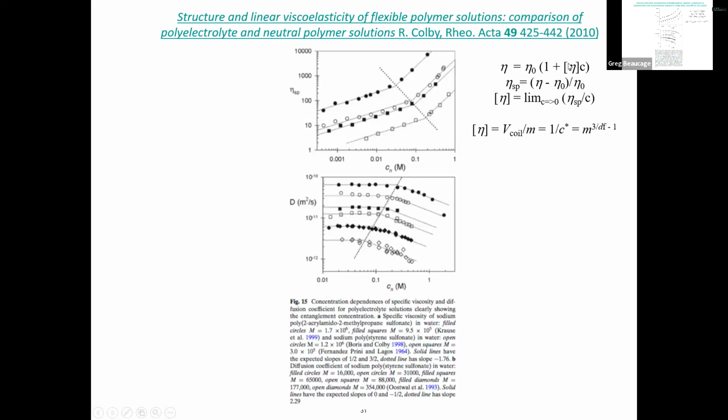Anyway, so what's called intrinsic viscosity isn't viscosity at all, it's 1 over c star. It's got nothing to do with viscosity, even though you measure viscosity to get it, it's really 1 over c star of this thing, right?